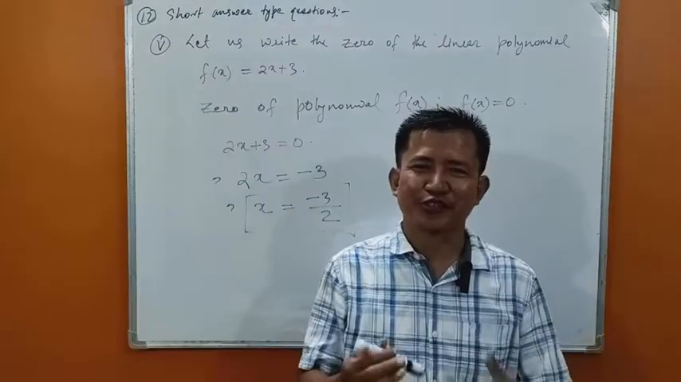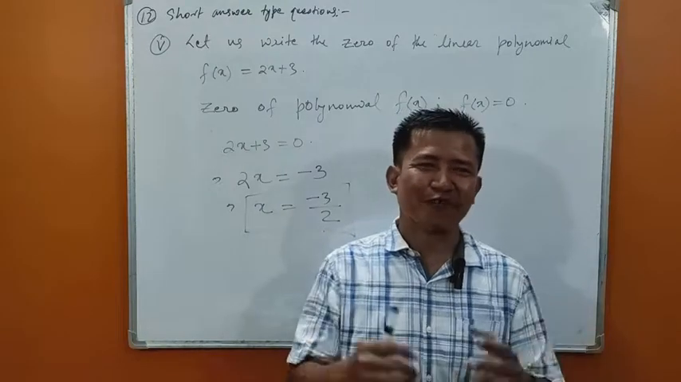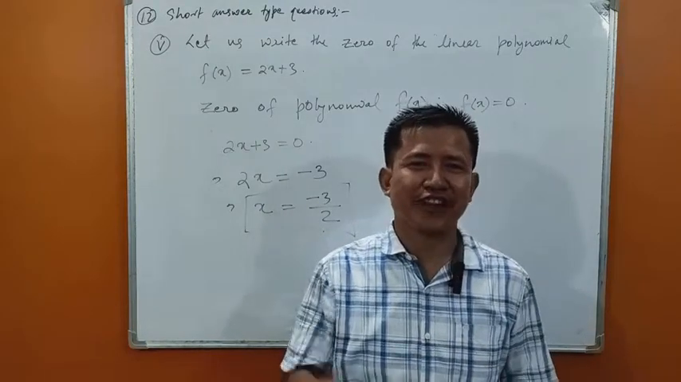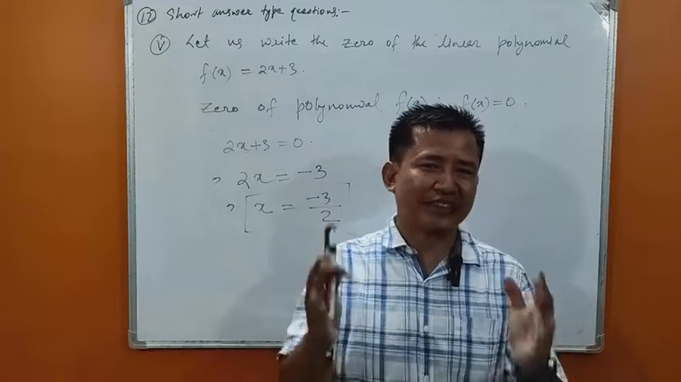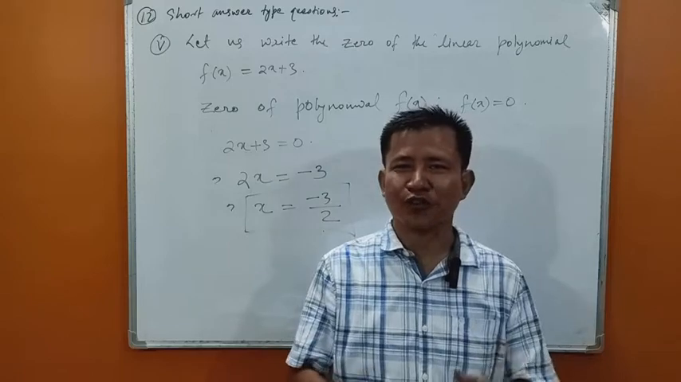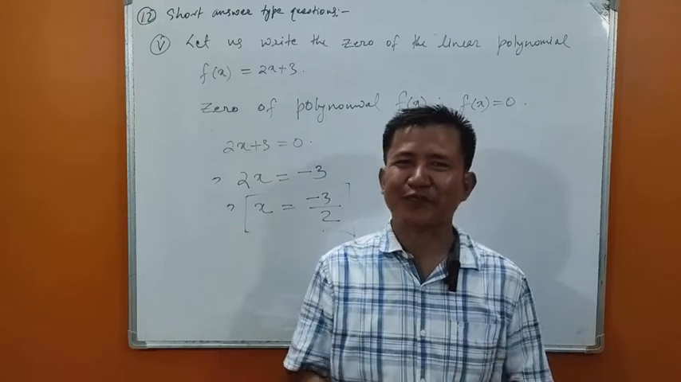Okay, this was the last question from this exercise. We have completed each and every question right from exercise 7.1 to 7.4. We have completed each and every question of the chapter called polynomial. I hope you understood the concept of polynomial.